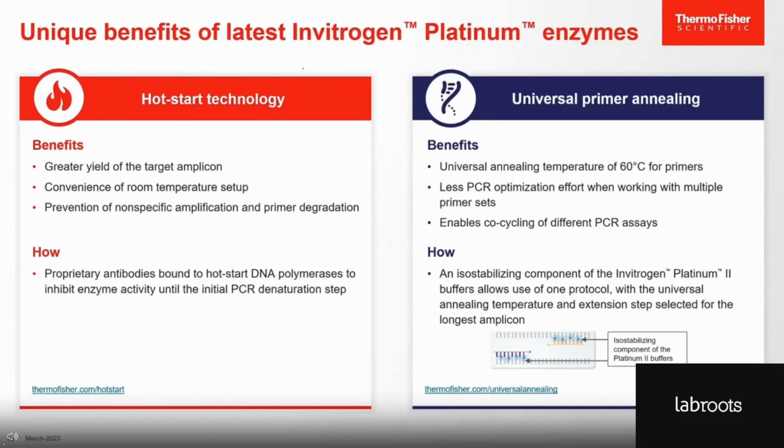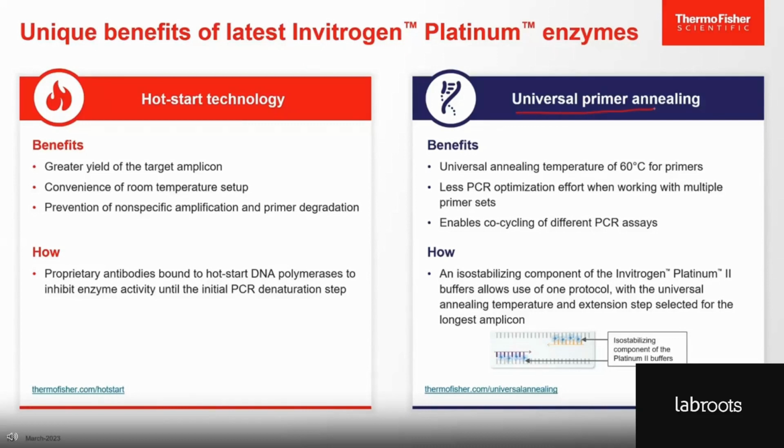Our latest Platinum PCR enzymes are designed with two key unique features. They are based on the Platinum hot start technology, therefore they get their names. This technology is different from others because of the properties of the antibodies that fully inhibit the enzyme activity until the initial denaturation step. That means greater target yield and detection sensitivity, as well as enhanced benchtop stability.